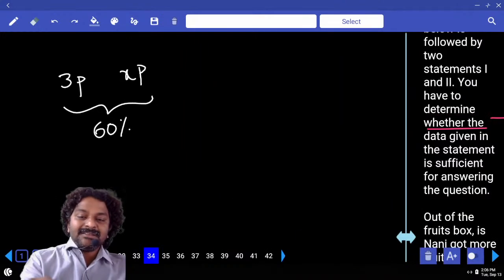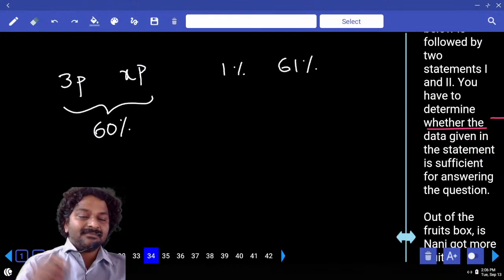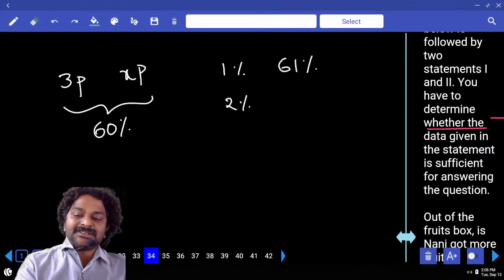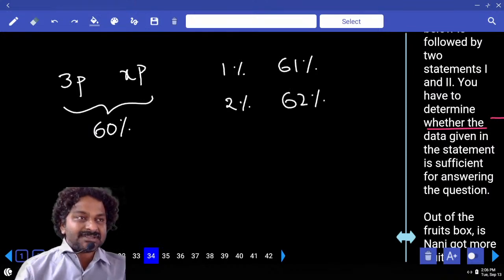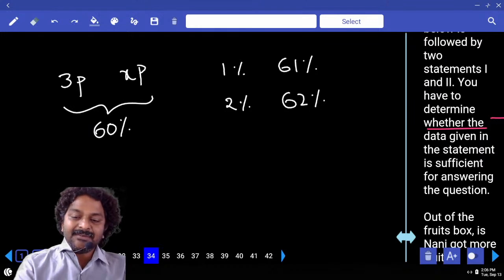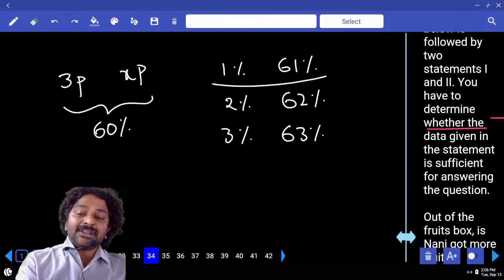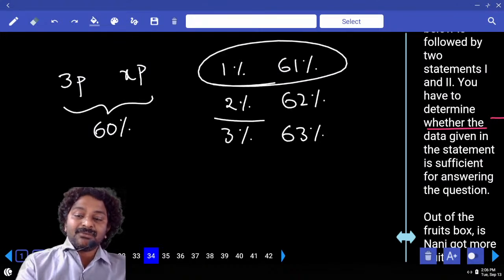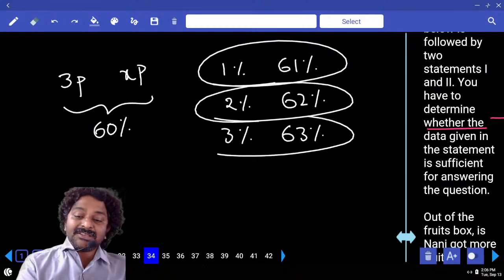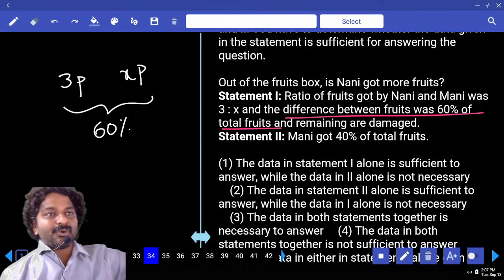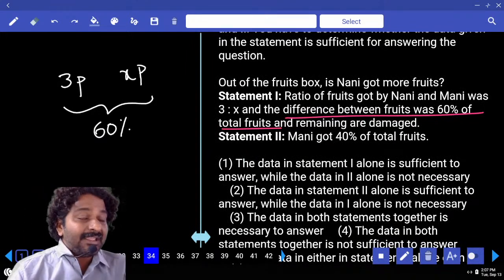Concentrate. The difference between fruits was 60%. So that means the first one may be 1%, the other one is 61. Difference is 60%. If it is 2%, it becomes 62%. If it is 3, this becomes 63. Difference is 60. What is the total here? 62. What is the total here? What is the total here? So when you know that the difference between those two items is 60%, can we calculate their sum?